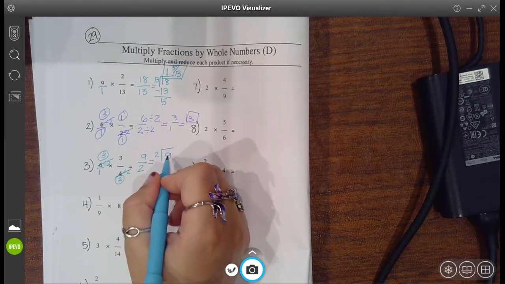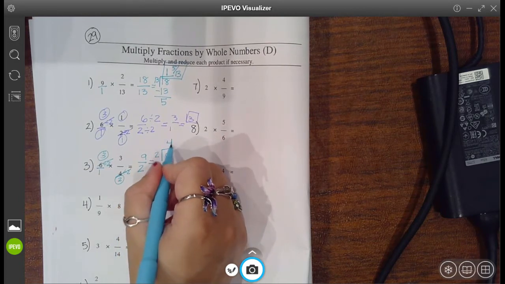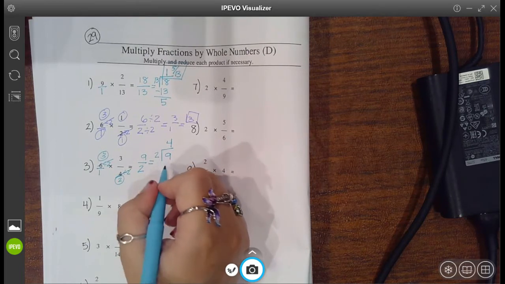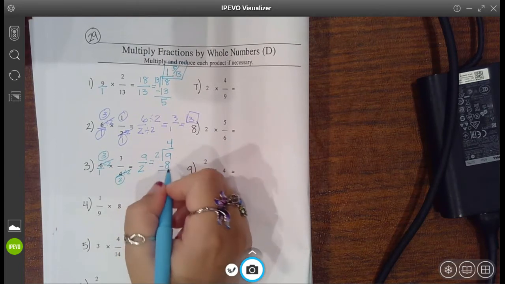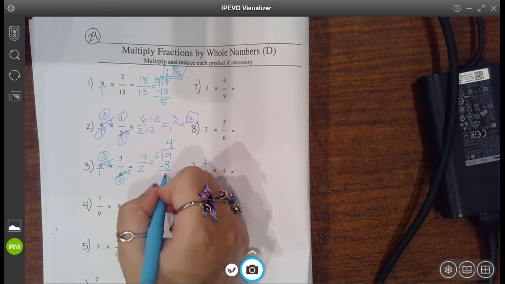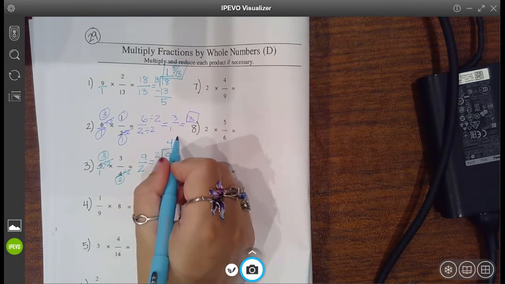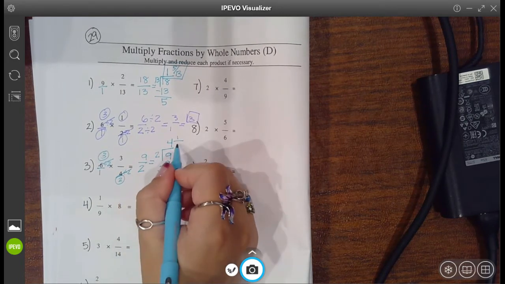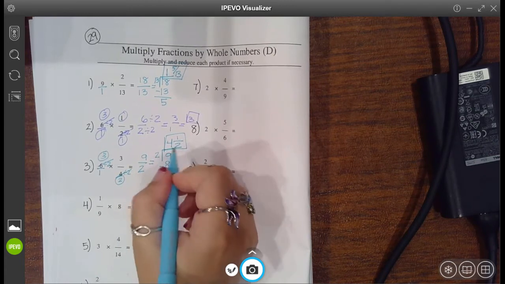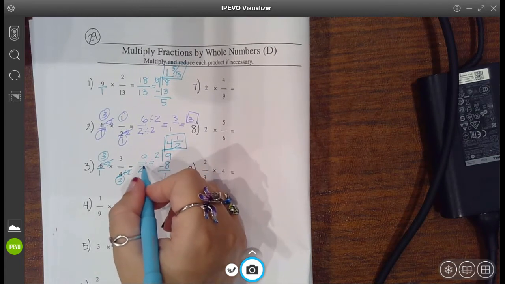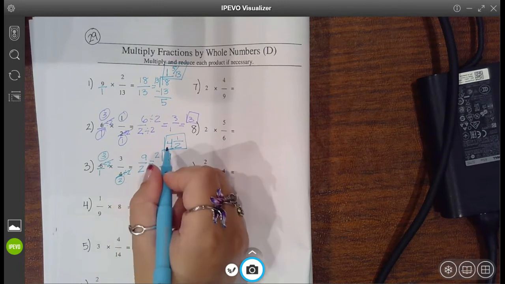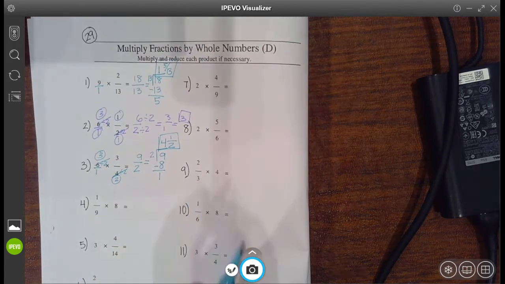How many times does 2 go into 9? It goes in 4 times. 4 times 2 is 8. And when you subtract those, 9 minus 8 is 1. So you put your remainder of 1 over what you divided by, which was 2. Meaning 4 and 1/2 is equivalent to 9 over 2, because 2 goes into 9 4 times and has 1 left over.